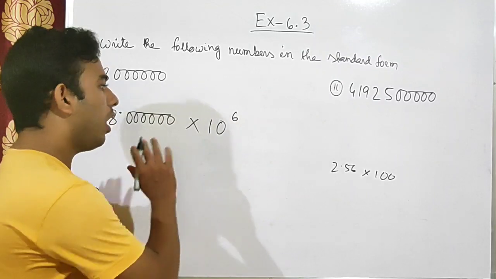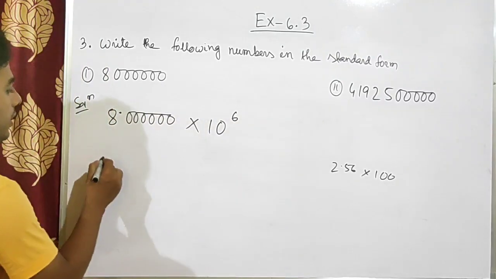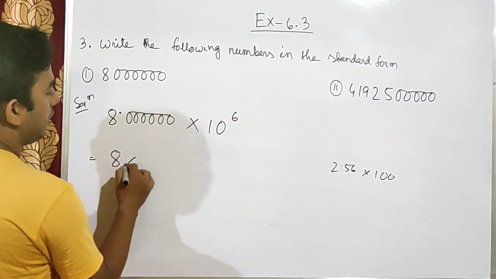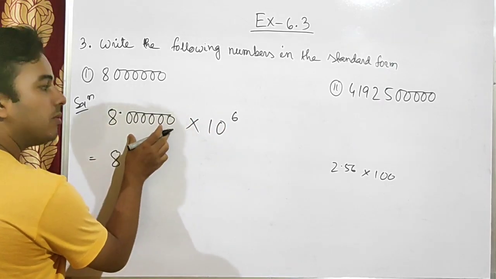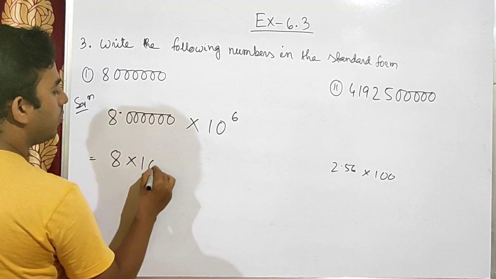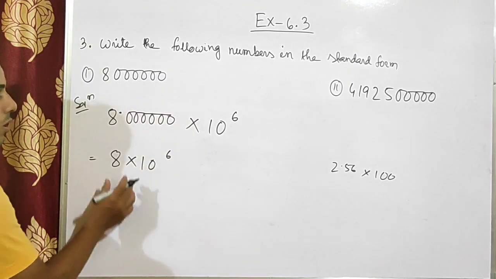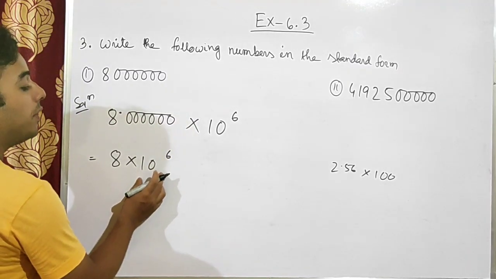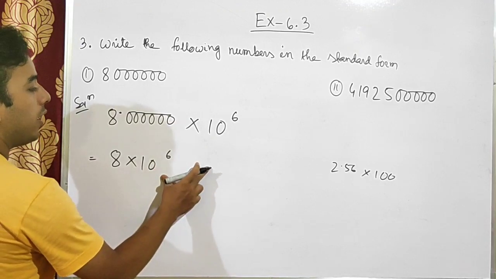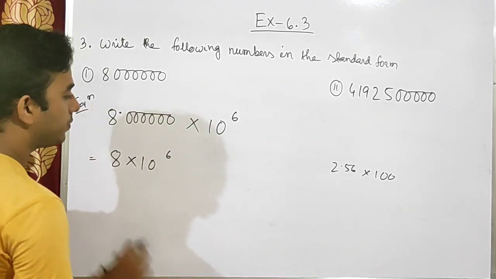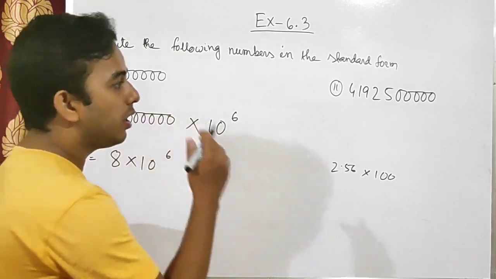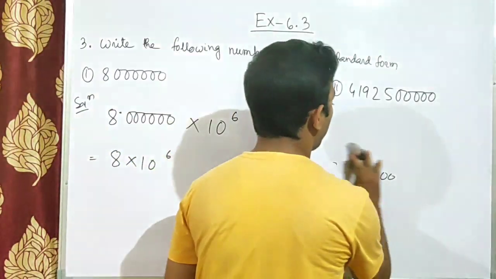Clear? Okay. So now we can write it like this: 8 into, after the decimal no need to write all these zeros, 8 into 10 to the power 6. Means what? After 8 we have to multiply by 10 lakh. Clear? Now let us solve this one and you will be more clear.